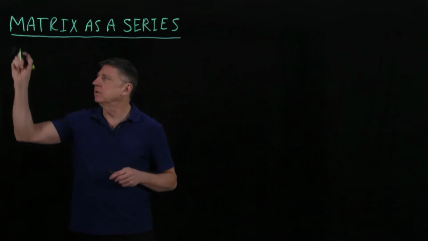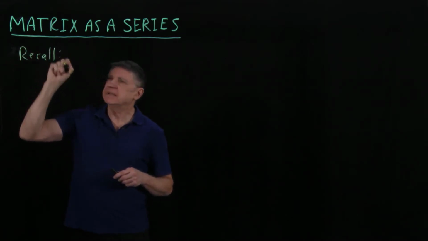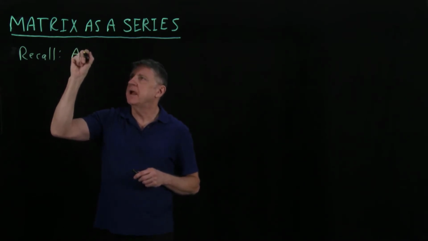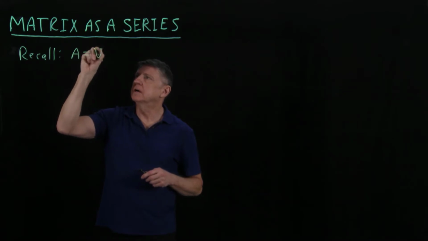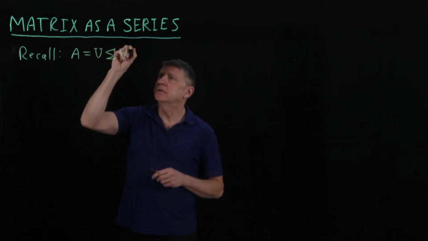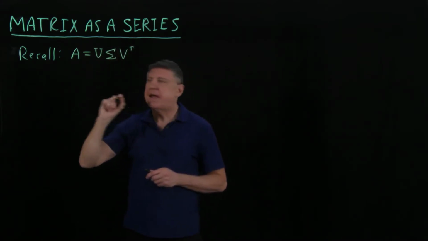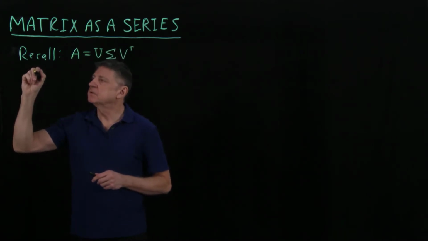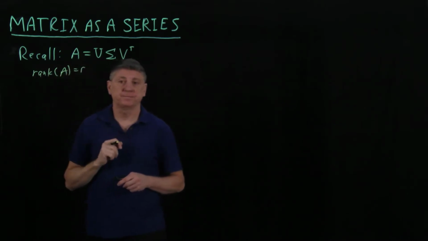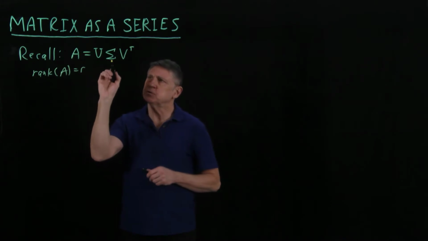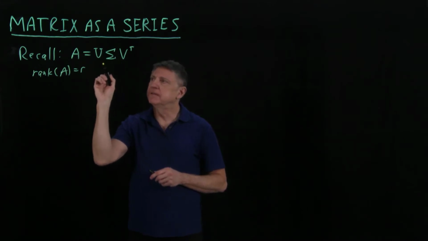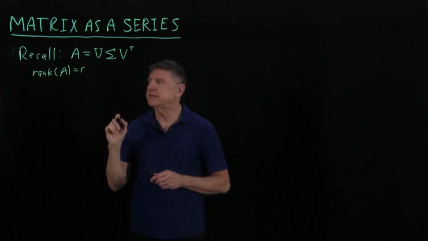So let's recall the SVD of a matrix. That means we can write any matrix A as the product of an orthogonal matrix U, a diagonal matrix sigma, and an orthogonal matrix V transpose. And let's suppose that the rank of the matrix we're looking at is R. Now let's try writing this explicitly in terms of the vectors that are in these orthogonal matrices.